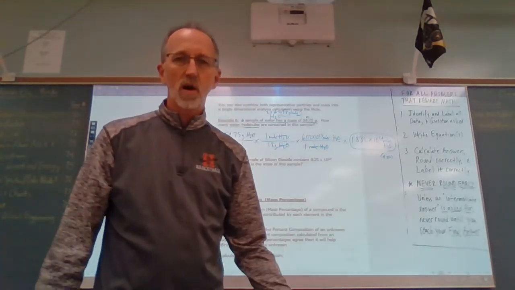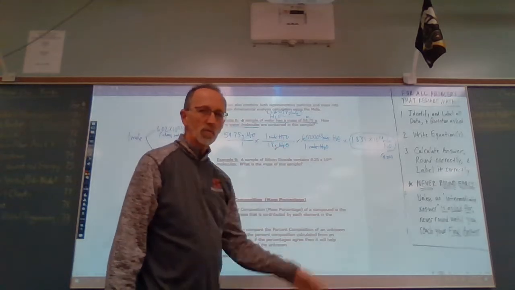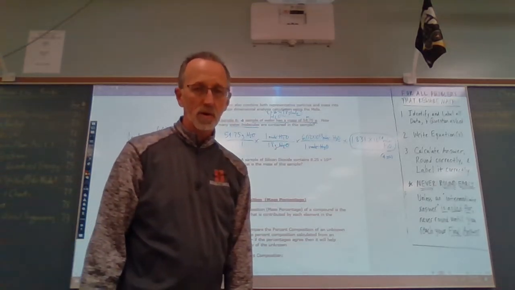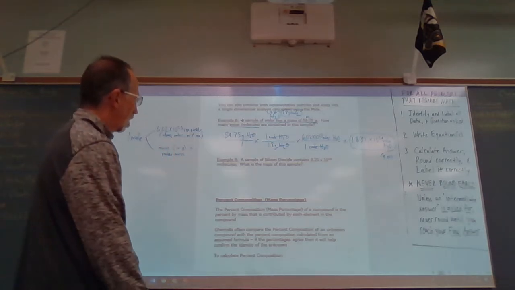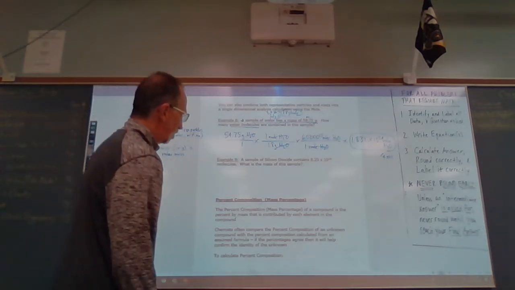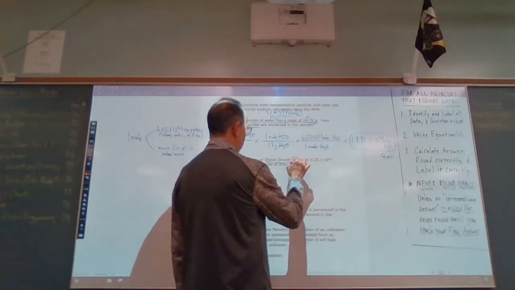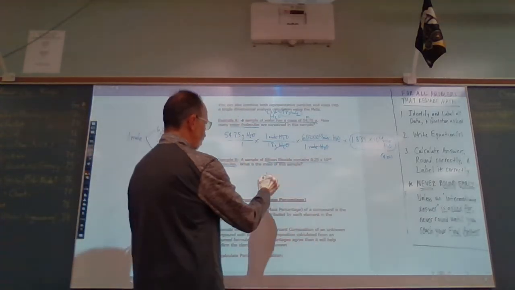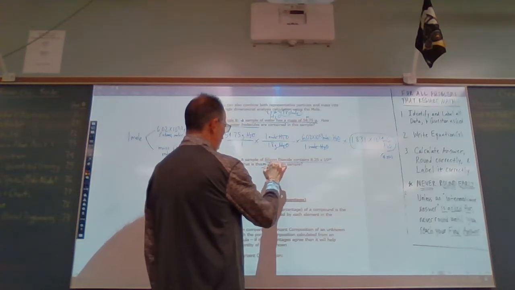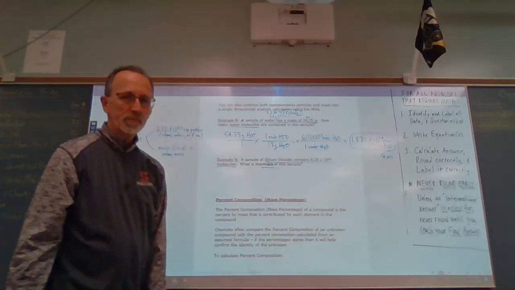How do we know that? Because they both run through the mole. They both run through the mole, like it said right here. And then the last one: a sample of silicon dioxide contains 8.25 times 10 to the 24th molecules. What's the mass of this sample?